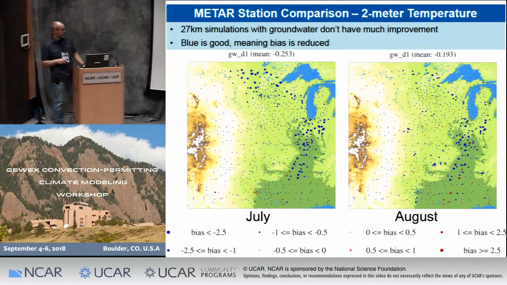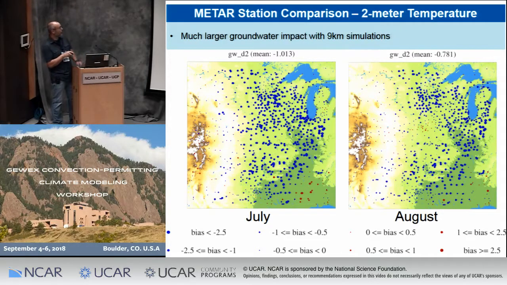And so just to try to illustrate that a little bit more, this is showing July and August, and it's the bias reduction from adding groundwater. So blue here is good. It means that the bias is reduced, and since it's almost all warm bias, it means that you're reducing the warm bias. But what you can see here is that these are the 27-kilometer, domain one runs, and the reduction in July and August is actually quite small. This is the mean of the domain, so it's maybe a quarter of a degree or something like that.